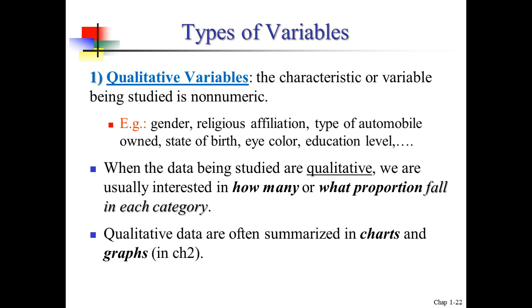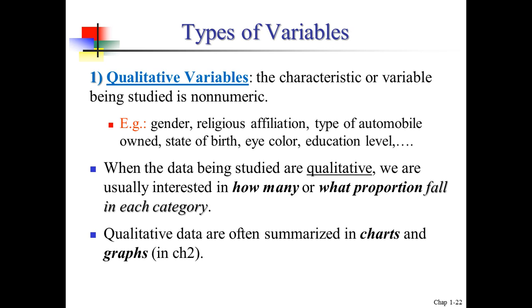Qualitative variables refer to characteristics of the variable being studied that are non-numeric, not number. For example, gender, male or female, M or F, no number. Religious affiliation, Buddhist, Christian, or maybe Muslim, so no number. Type of motorbike owned, for example, there are different types of motorbike, Suzuki, Honda, or the others. Or types of automobile, like different types of car owned. State of birth, yes, birth state also differs, but not number. Eye color, education level. So these are variables, but not using number.